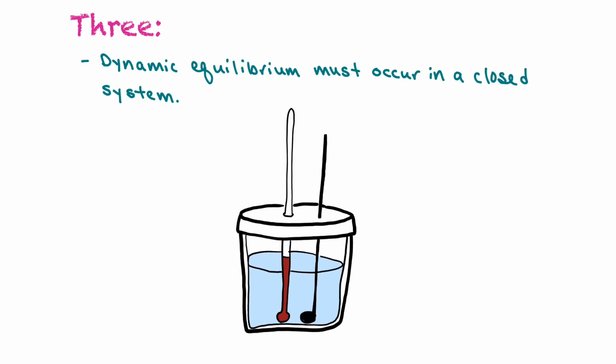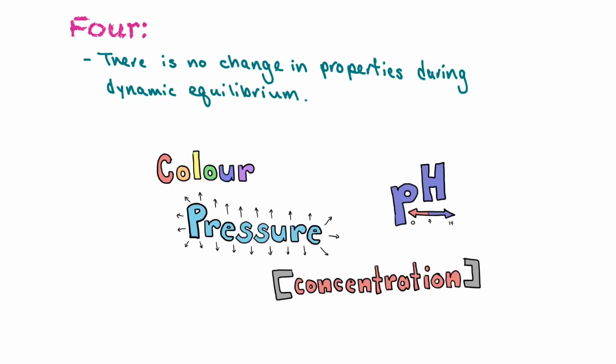The third criterion is that dynamic equilibrium has to occur in a closed system, so you can't have the entry or exit of products or reactants. It has to be a closed system, such as in a calorimeter, for instance. And the fourth criterion is that at equilibrium, there's no change in visible properties. So you wouldn't see a color change, you wouldn't have a change in pressure or pH or concentration at that dynamic equilibrium. So there's no change in visible properties.